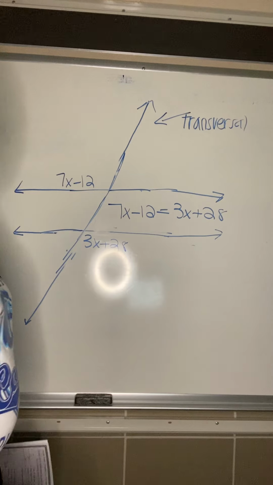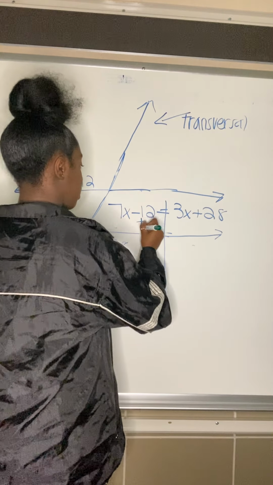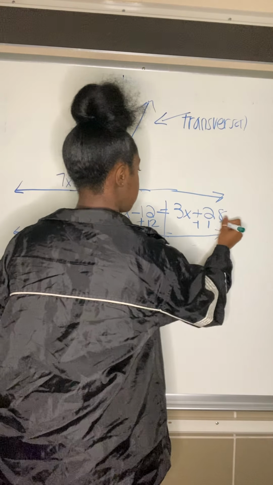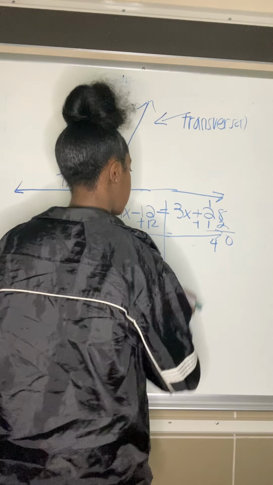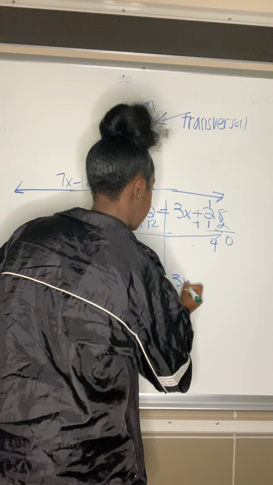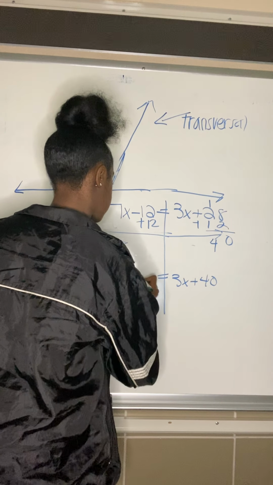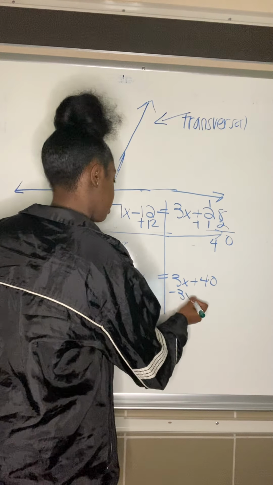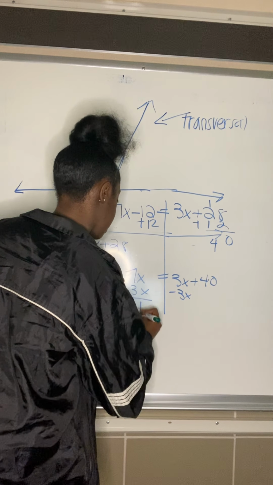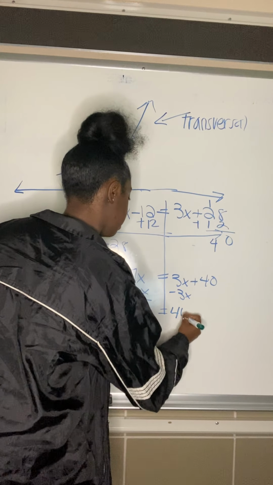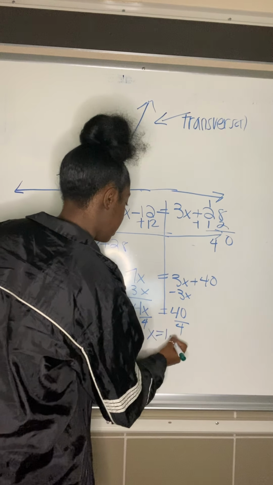And then I will solve that equation. Okay? Plus 12 on both sides. Then I'll bring down my 3x plus 40 equal to 7x, minus 3x on both sides. 7 minus 3 is 4x equal to 40. Divide by 4 on both sides, x is equal to 10.